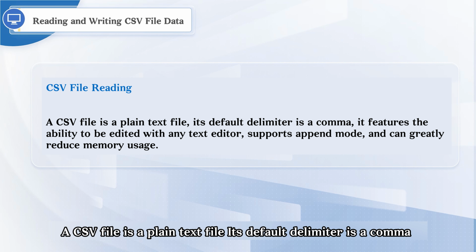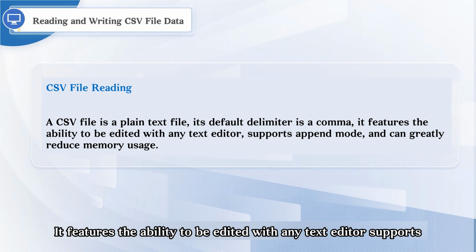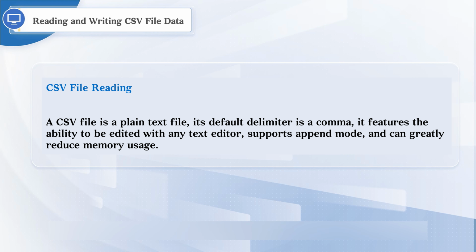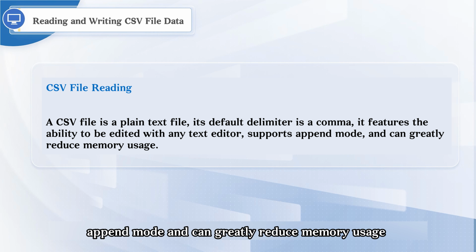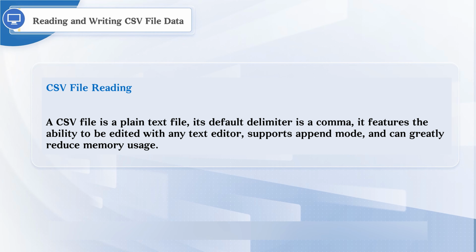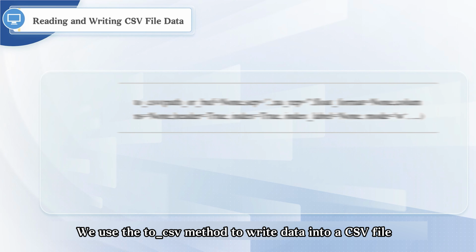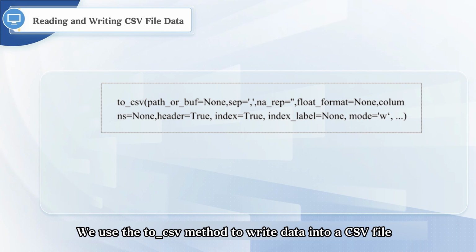CSV file reading. A CSV file is a plain text file. Its default delimiter is a comma. It features the ability to be edited with any text editor, supports append mode, and can greatly reduce memory usage. We use the to_csv method to write data into a CSV file.